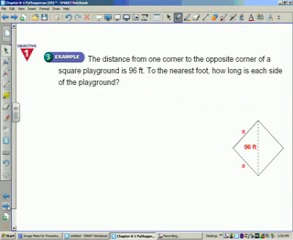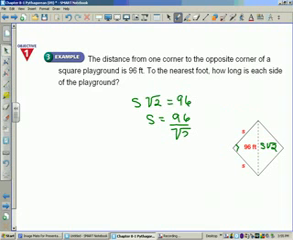We have a square playground. So if it's square, we know this is a right angle, so this is the hypotenuse. So this must equal s roots of 2. So let's solve that. S times the square root of 2 equals 96. S equals 96 divided by the square root of 2. S must equal, okay, so I get 2 into 96 is 48 roots of 2.